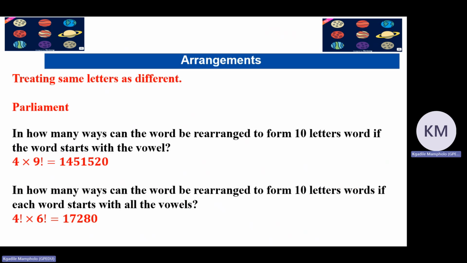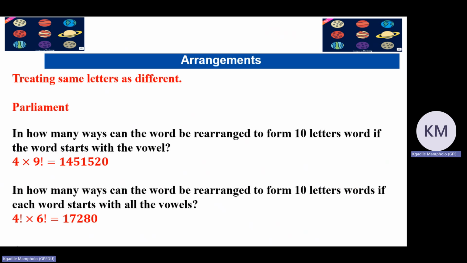Now, let's look at this one. In how many ways can the word be rearranged to form 10-letter words if each word starts with all the vowels? Now, here we say 4 factorial. We have 4 vowels here. We have 4 factorial because the vowels must be at the beginning, but these vowels can still be arranged differently. We say the vowels are at the beginning, but we didn't say the first vowel must be A or whatever. We just say the vowels are at the beginning. There are 4 vowels which can be arranged differently, but remember we treat same letters as different, so take the 2 A's as different.